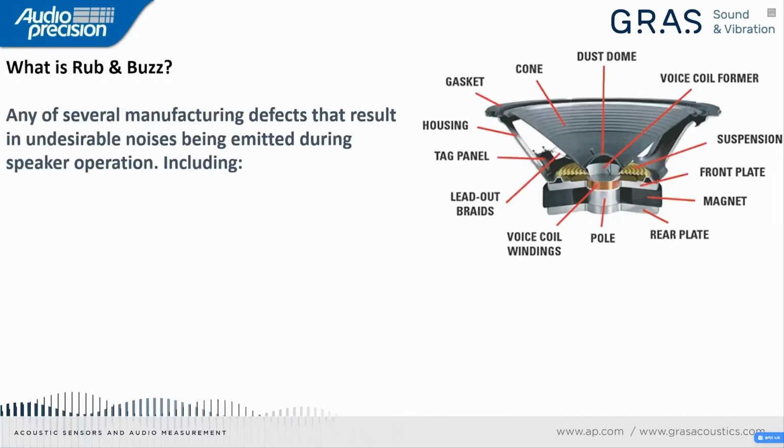So, rub and buzz. What is rub and buzz? It's any of several manufacturing defects which result in undesirable noise being emitted during speaker operation. So this includes, obviously, rub, and this could be where the cone is off center, canted, and mechanically rubs when it moves.